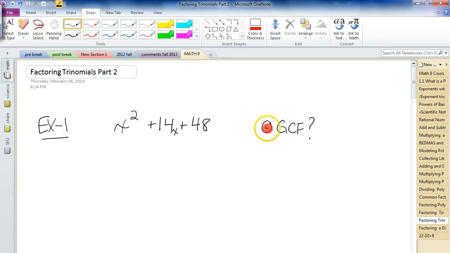First off, always check GCF. Can we pull a greatest common factor out of these three terms? And there isn't. There's an x, no x there. X can't be pulled out, and there's a 1, a 14, a 48, nothing common between the three terms. I know I keep teasing that there's going to be one question that you're going to have to pull a GCF out of in these trinomials. Haven't come across it yet.